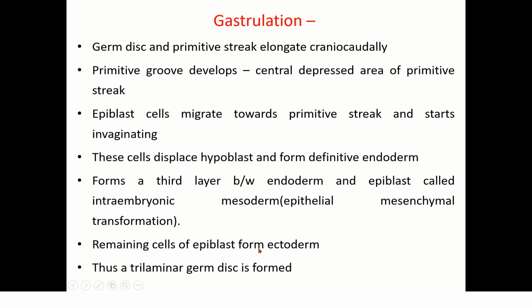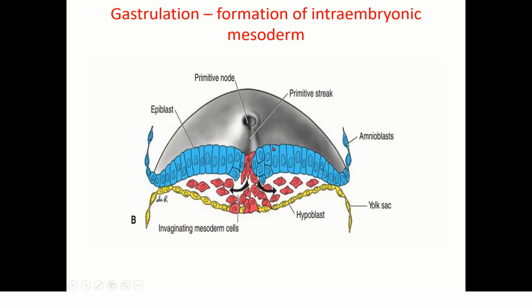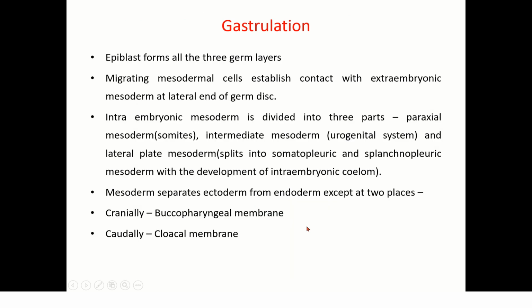So there is formation of ectoderm from the epiblast, formation of intraembryonic mesoderm from the epiblast, and also formation of the definitive endoderm from the epiblast. So there is formation of the trilaminar germ disc, which is called gastrulation. You can see here these are the epiblast cells migrating from the primitive streak, and a few cells are coming to the hypoblast and replacing the endoderm, and these are migrating as the intraembryonic mesoderm between the epiblast and the hypoblast. So the epiblast forms all three germ layers.